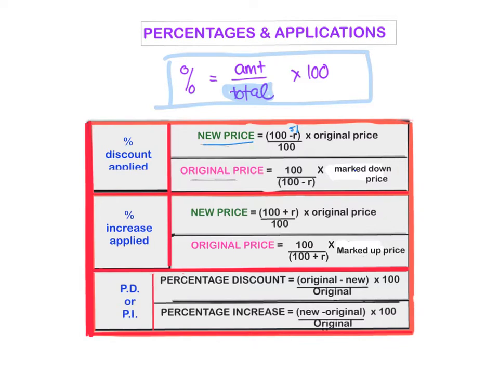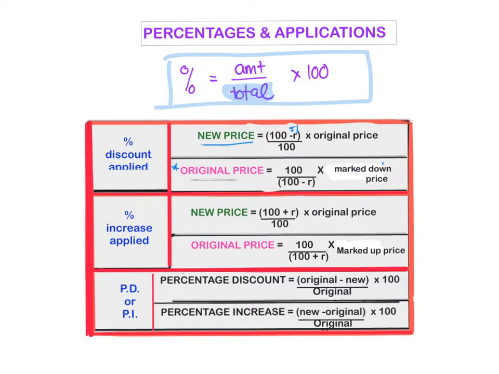If you are given the marked down price, so say I already know that it's $95, so I've been given the discounted price, and you want to go back to the original, this is the formula you're going to use. So it's 100 over 100 minus R. We're going to do it like that.